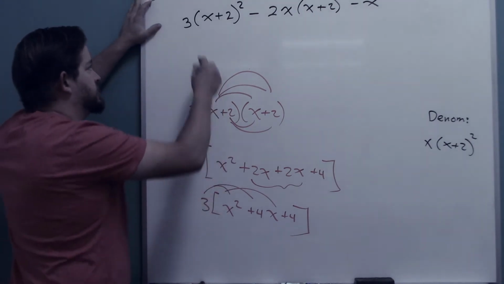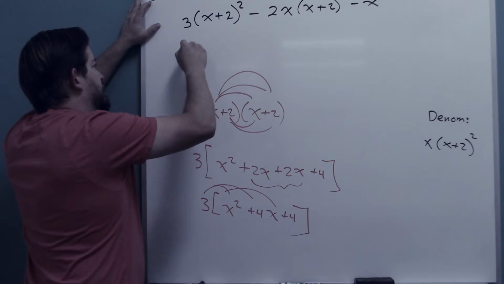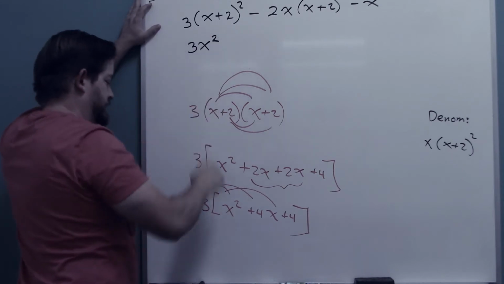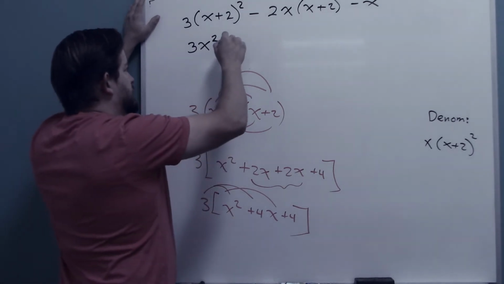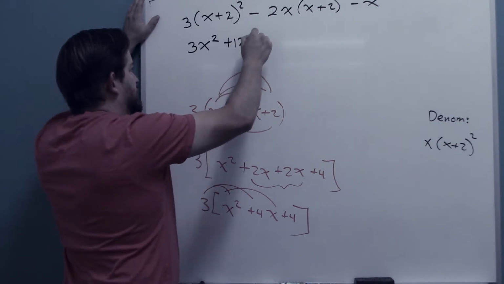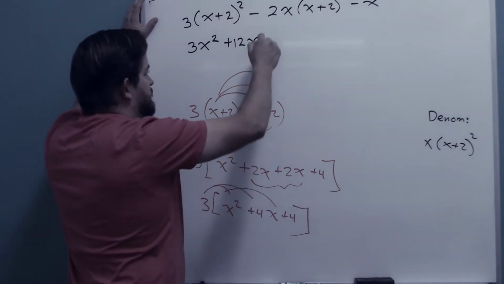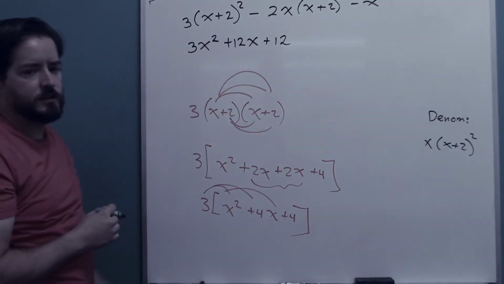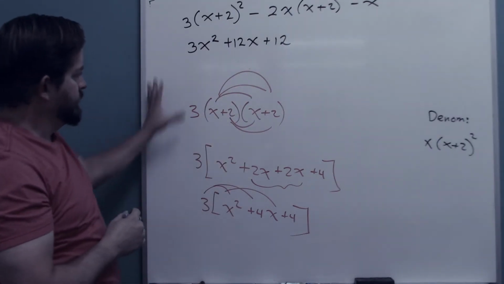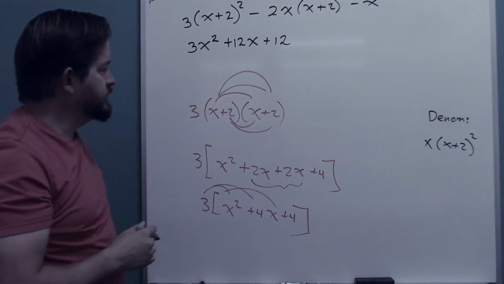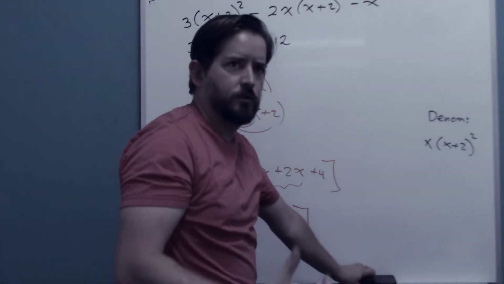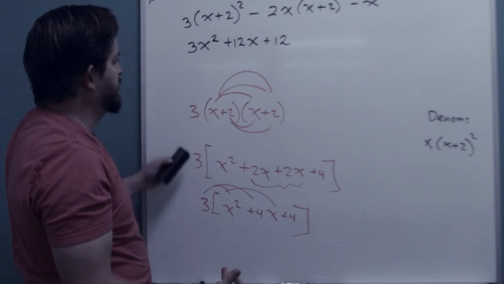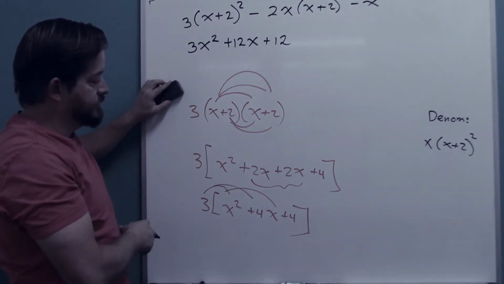That gives me 3x squared plus 12x plus 12. That's the expansion of this first term. Right? I'm going to get rid of all of this and expand the next term. In fact, I don't have to do a whole lot. There's no foiling, there's nothing special about the next term. I am going to get rid of this though.